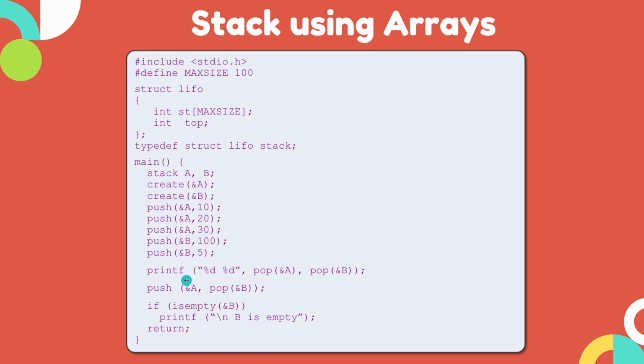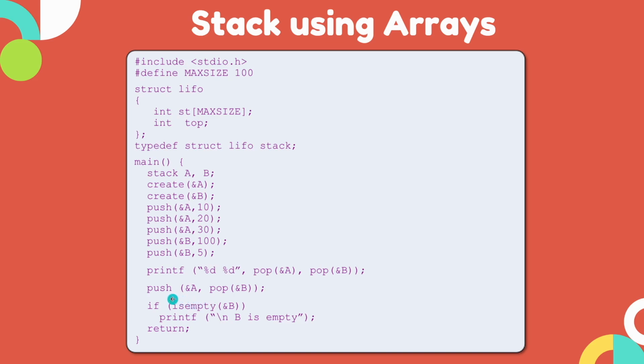Then I have a printf operation with two pops on it. One is pop of A and another one is pop of B. So, here stack A has 3 elements with 30 being the topmost element. So, pop A would remove 30 from the stack, and pop of B means 5 is the topmost element on the stack named B, and so it would be removed. So, the printf statement would just output 30 and 5.